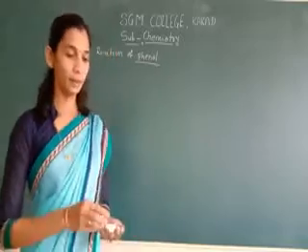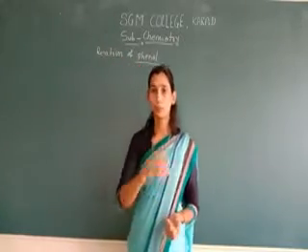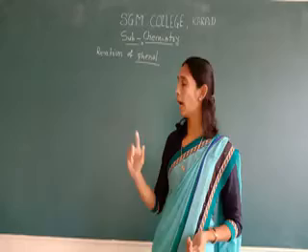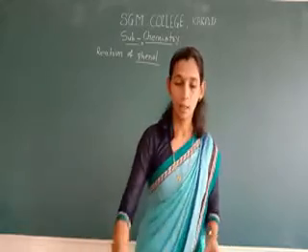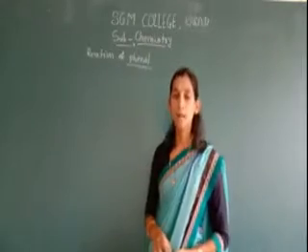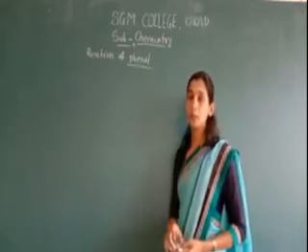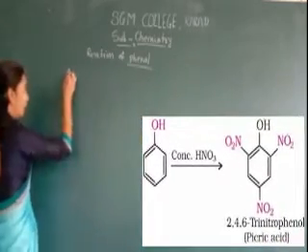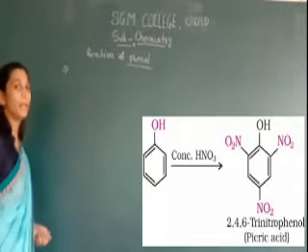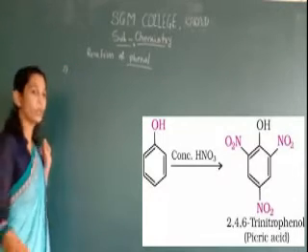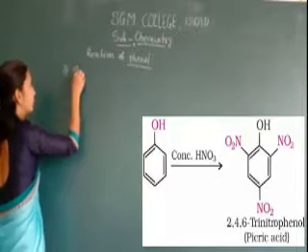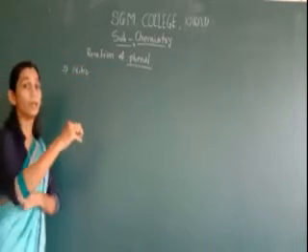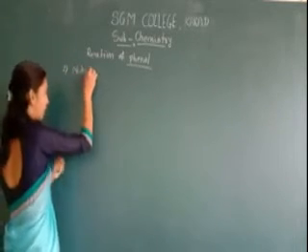Now we take the next reaction. First we discussed halogenation. Next will be the nitration of phenol. In the case of nitration of phenol, it means addition of a nitro group.